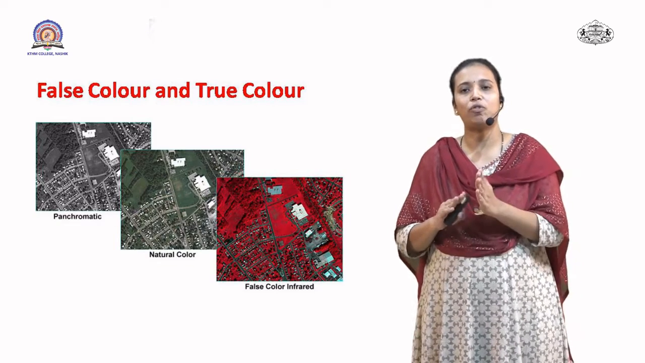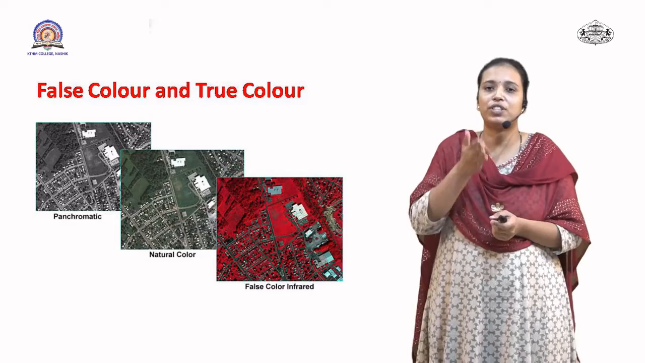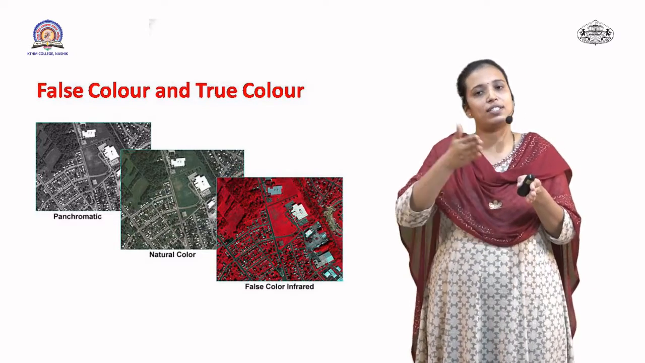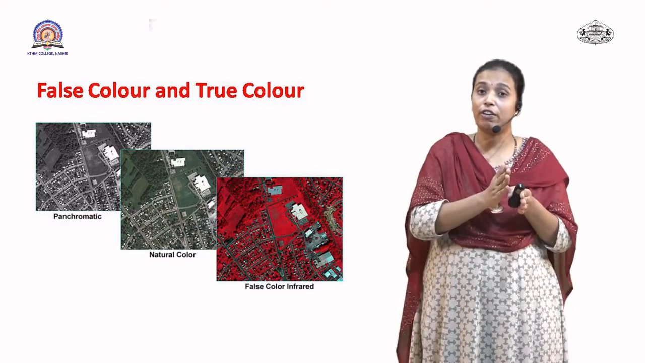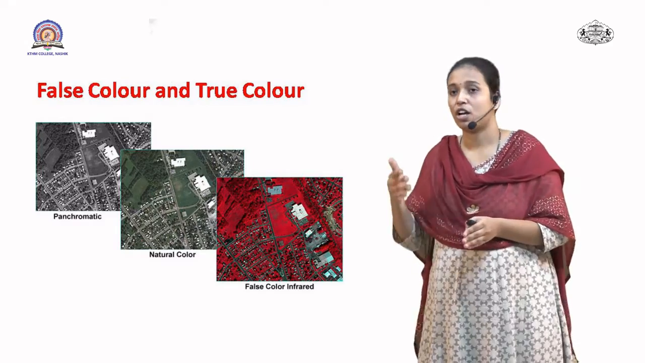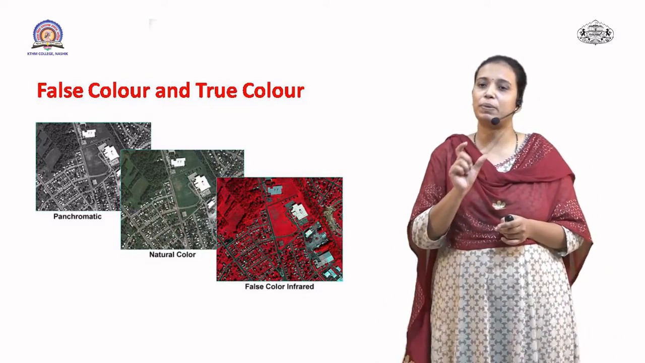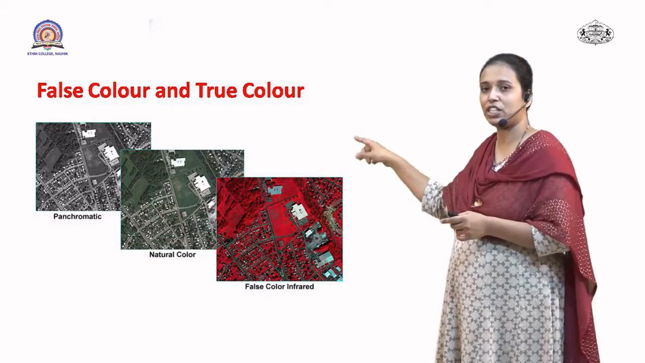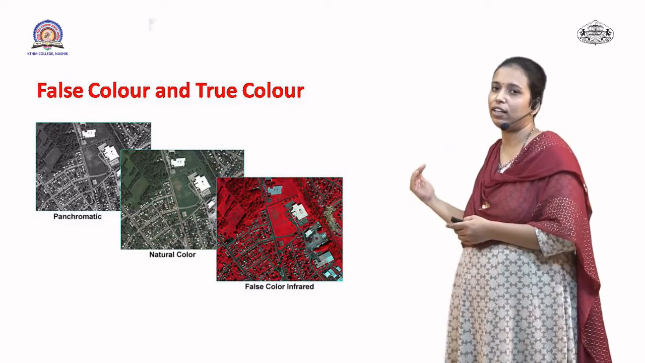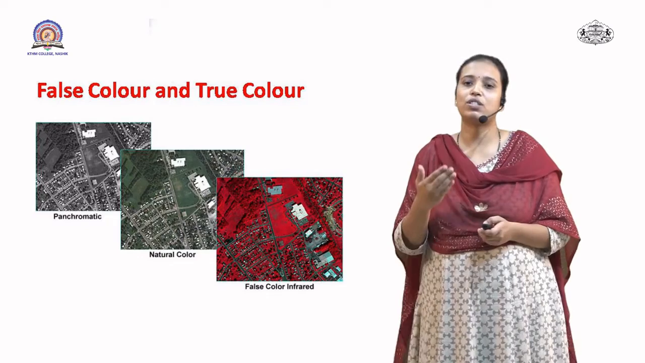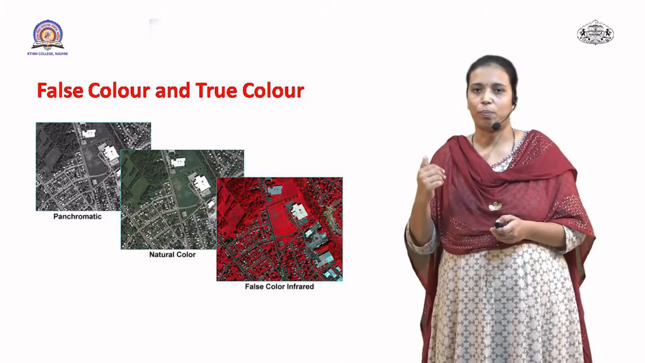And at that time what happens is that the phenomena which are seen blue are seen green, and the green phenomena are seen red. So in this third image you can see that the vegetation which is seen green in the second image is seen red in the third image. So this is called the false color composite.